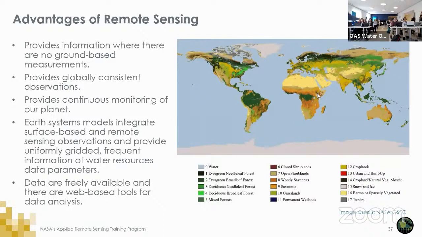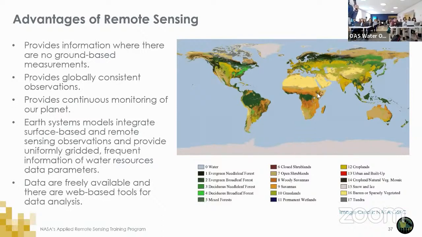Another is it provides consistent observations. I told you about the sun synchronous time. So it's observing the same spot on the planet at the same time. So if you want to look seasonally at how things are staying the same or changing, having that consistency helps to do that, as well as that long time record. And it provides continuous monitoring of the planet.